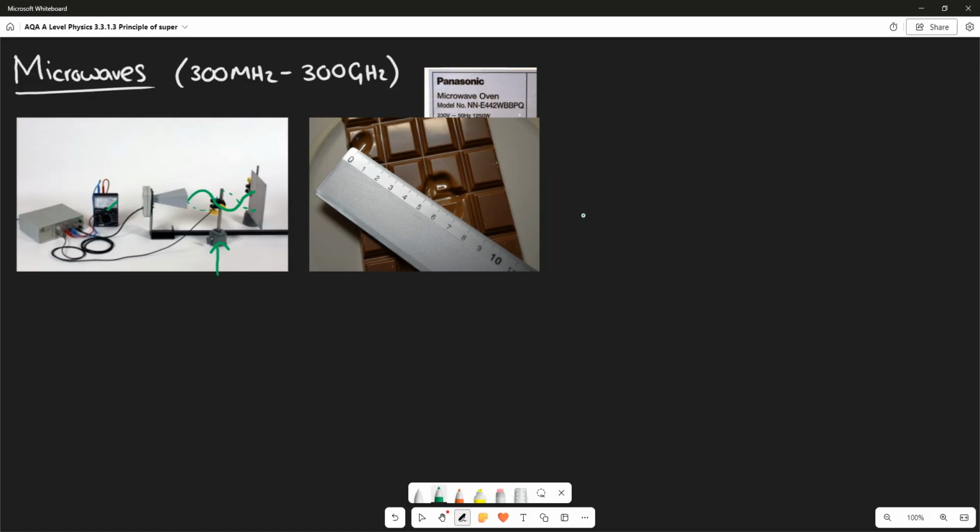What will happen is that the standing waves that are set up inside the microwave oven will melt the chocolate at different positions, and those positions are nodes. So this is a node and this is a node. So what's happening is that the standing wave inside the microwave oven is oscillating and it's melting the chocolate first at those positions. And you can use a ruler to measure the distance between those nodes. So let's do that now.